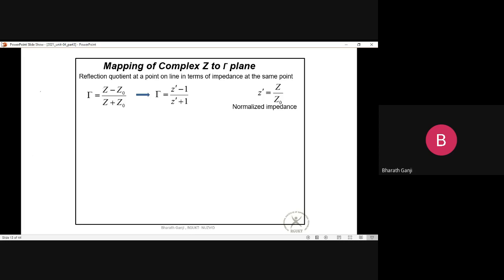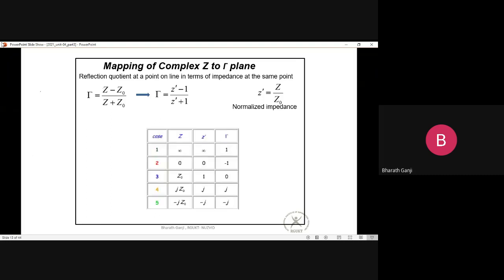So if I'm going to deal with this kind of formula, where the reflection coefficient at any point is nothing but normalized impedance minus 1 by normalized impedance plus 1, let us take a few examples and see what happens. If the impedance is an open circuit, then you will take its value as infinity. If the impedance is infinity, the normalized impedance is also infinity, and we know that when z dash goes to infinity, the reflection coefficient tends to 1. If the impedance is a short circuit, then z dash will be 0, and the reflection coefficient is minus 1.